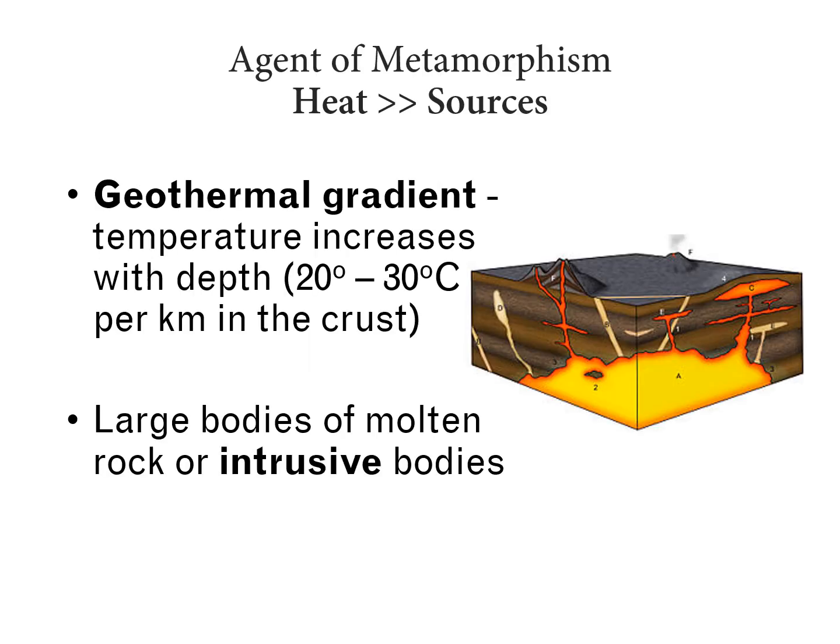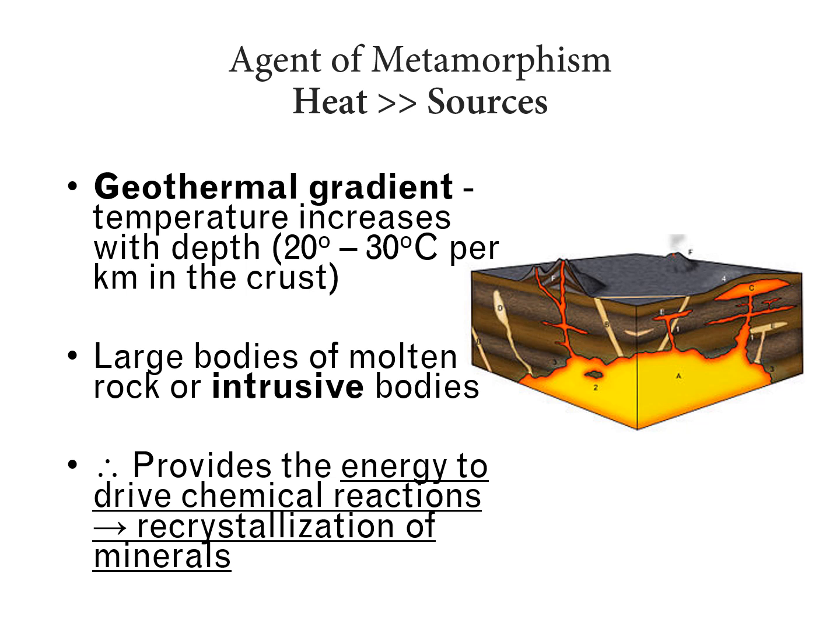As an agent of metamorphism, heat is sourced from the geothermal gradient, which is a temperature increase with depth, roughly 20 to 30 degrees Celsius per kilometer in the crust. Also, large intrusive bodies can also emit heat in order to change the surrounding rock. So, these provide energy to drive chemical reactions, which in turn recrystallizes your minerals.